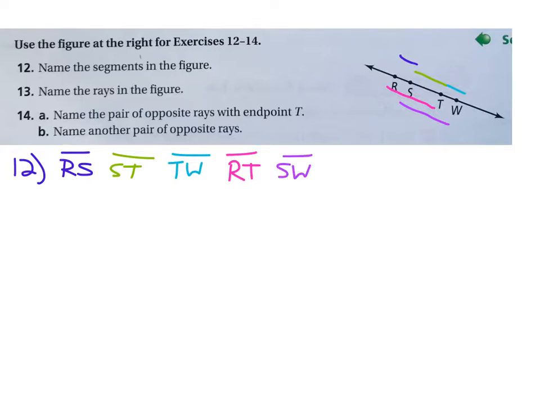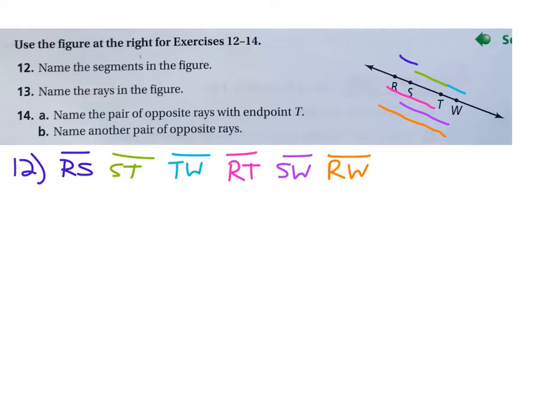Okay, and you'll notice that there's one final one that we can do, which is the whole segment from R to W. That's how you name segments with a bar over the top that doesn't have arrows because they end on both points. And that's it.